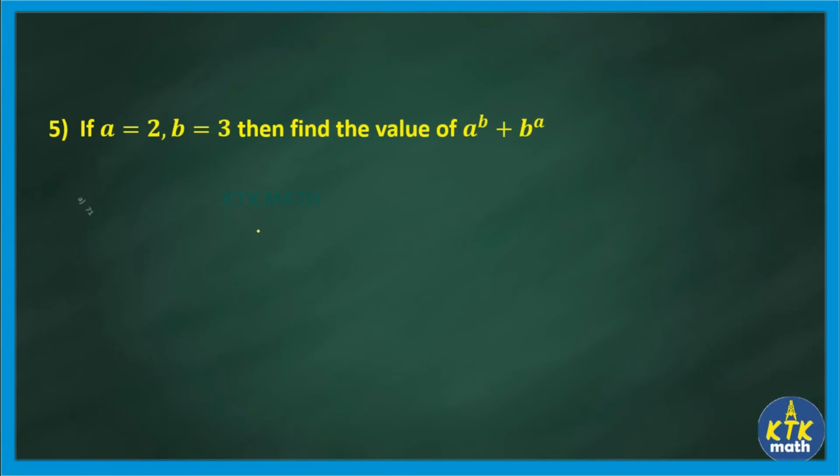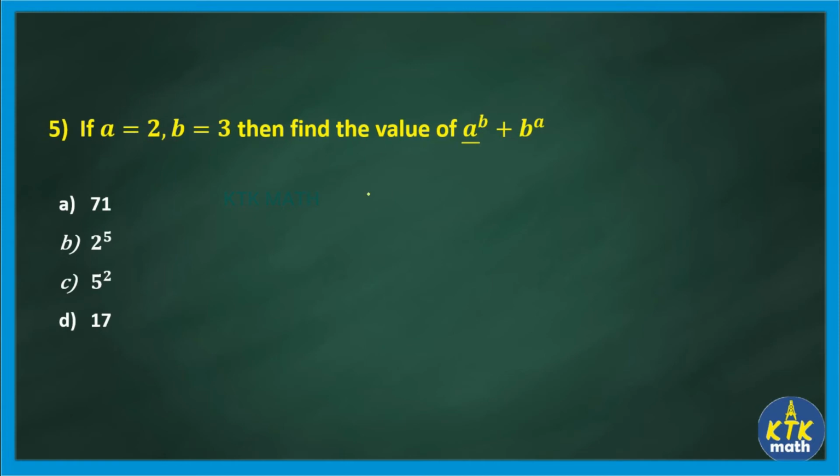Question number 5. It's a very interesting question, and this question appeared in a few of your old Olympiad exams, but it's a very simple one. A value 2, B value 3, then find the value of A power B plus B power A. Just substitute the values there.